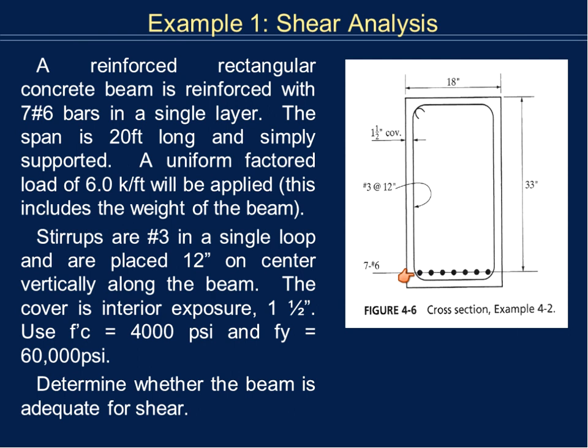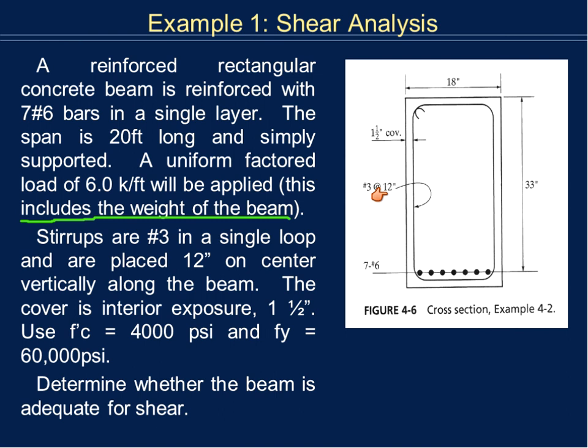Now, just for the sake of more simplicity in moving through the problem, we're going to assume that includes the weight of the beam. If it doesn't, you often would be given a dead load, a live load. You would factor them accordingly, so 1.2 times the dead, 1.6 times the live, and then you would also add in 1.2 times the weight of the beam. Now, since this is an analysis problem, we're already told that the stirrups are number 3s. So as you can see, we have a number 3 stirrup in a vertical single loop, and they're placed 12 inches on center vertically between each stirrup along the beam.